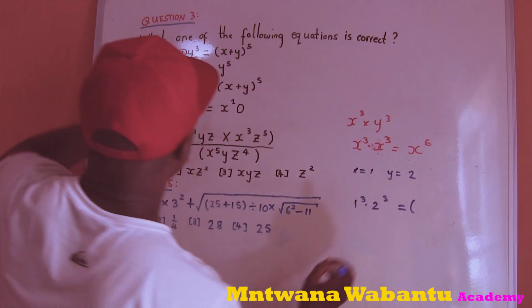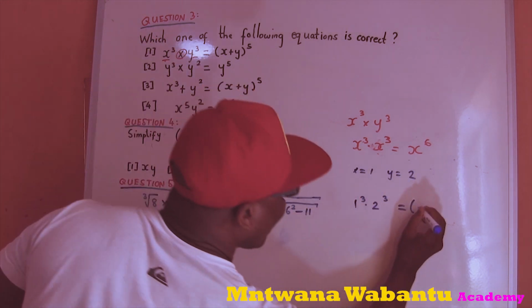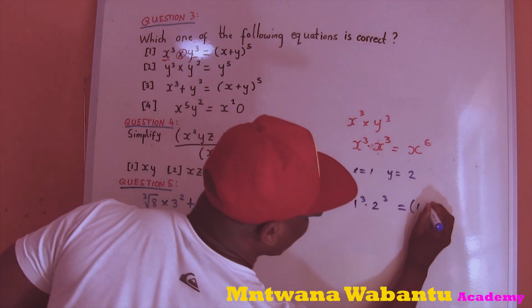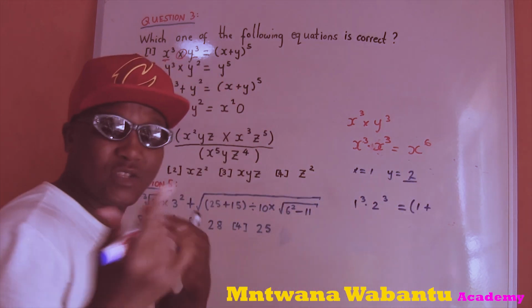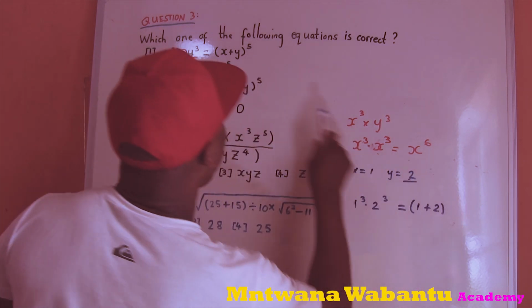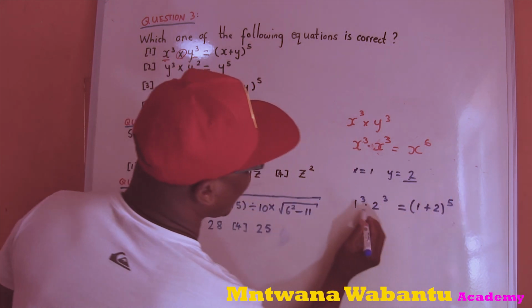So we're going to put the bracket. What is our x? Our x equal to 1. So I'm going to say 1 plus. What is our y? Y equal to 2. And then we have what? Power 5, power 5.